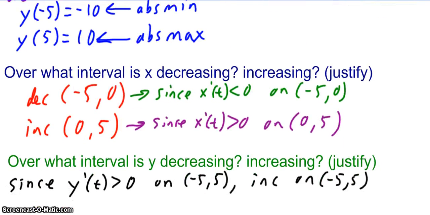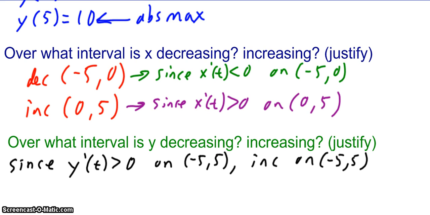So doing all that work gives us our increasing and decreasing intervals. So x is decreasing from -5 to 0 when t is -5 to 0, since x prime of t is less than 0 on -5 to 0, and x is increasing when t is 0 to 5, since x prime of t is greater than 0 on 0 to 5. Over what interval is y decreasing and increasing? Since y prime of t is greater than 0 on the interval -5 to 5, it's increasing the entire time.